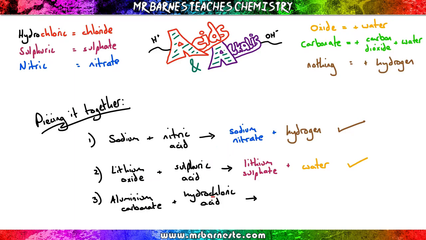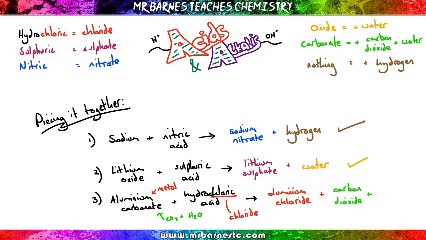And finally, aluminium carbonate plus hydrochloric acid. Hydrochloric acid, that makes a chloride. My metal is aluminium, so I have aluminium chloride. I've got a carbonate. Carbonate, remember, carbon dioxide and water. So my byproducts are carbon dioxide and water. And again, my word equation is complete.